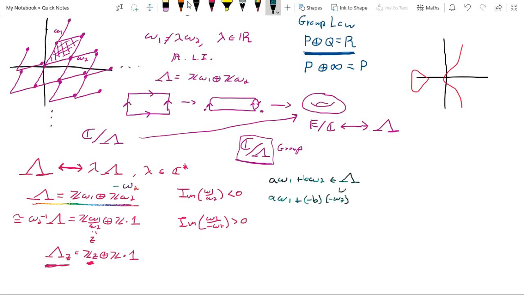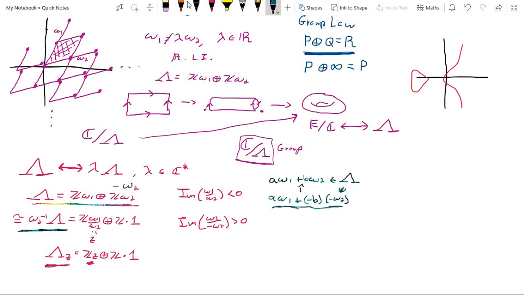And now this is still in the lattice lambda, but it's written in terms of minus omega 2, and vice versa. If I started with something like this, I could rewrite it in this form. So really, by swapping omega 2 with minus omega 2, I get the same lattice on the nose, not even just up to equivalence of associated elliptic curves. I get precisely the exact same lattice.